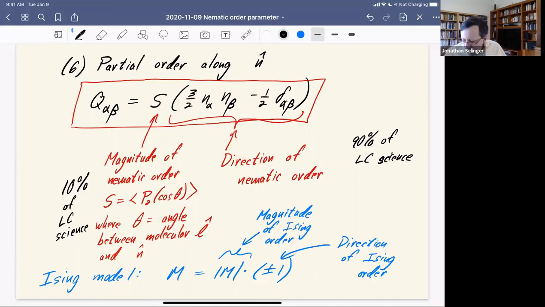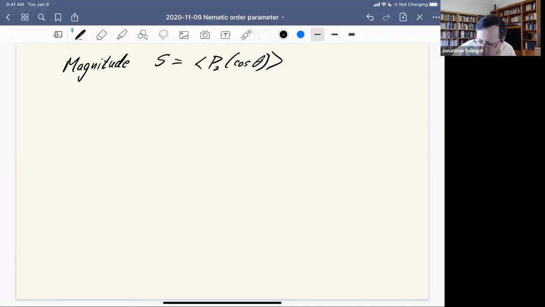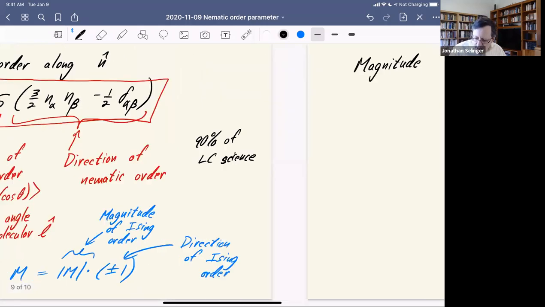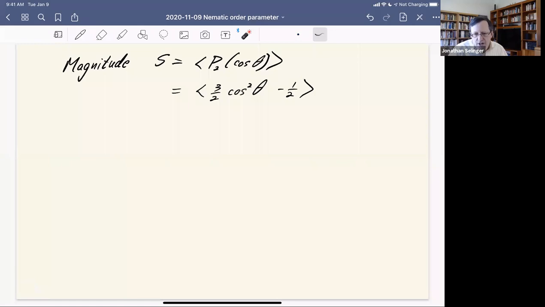Let me say a couple other things just briefly about both the magnitude and the direction. So for the magnitude, that's this S, that is P2 of cosine theta on average. That is 3/2 cosine squared theta minus a half on average. We might ask what's the range of possibilities that this S can be? In the Ising case back here, the magnitude is on a scale of 0 to 1, where 0 is disordered and 1 is perfectly ordered.